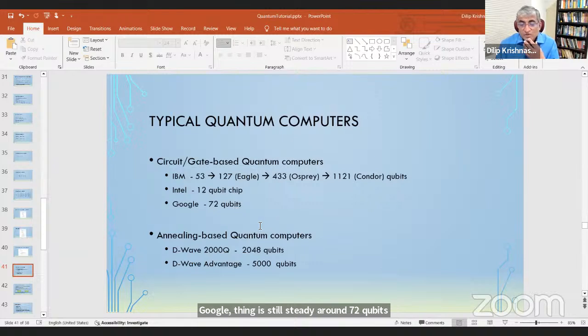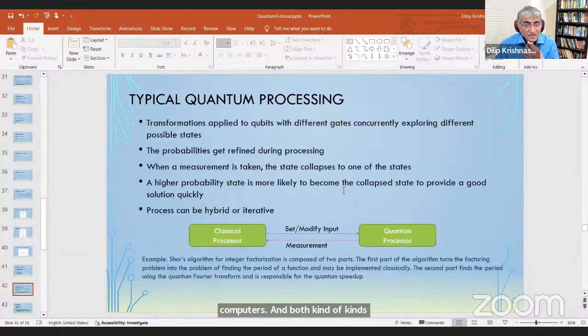Then there are annealing-based quantum computers, which have these qubits arranged in an array. I'll show pictures shortly. And those are like a mesh of qubits, with weights corresponding to the connections between the qubits. And those kinds of qubits are used for annealing-based computations. So D-Wave is a leader in this area for these kinds of computers. And both kinds of quantum computers exist at this time.